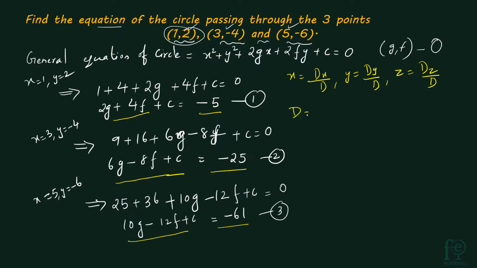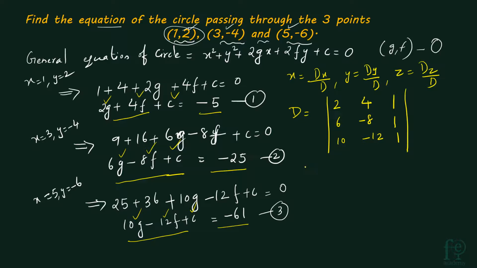So d will be equal to the determinant of, just write down the coefficients of the three variables. So that is determinant d. You are going to write down the coefficients of the three variables, so you will be getting 2, 4, 1, then 6, minus 8, 1, then 10, minus 12 and 1. Now we are going to expand this determinant.